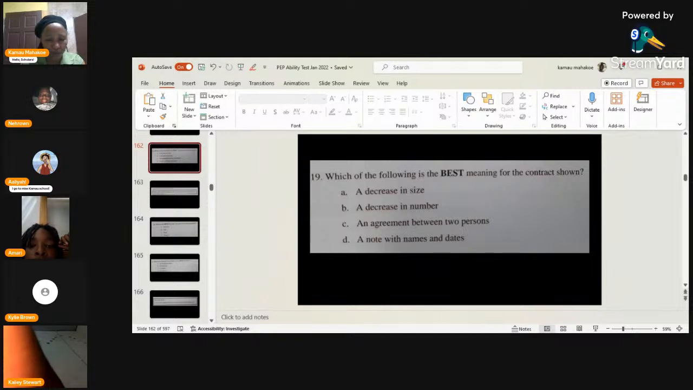Miss, I would say C, an agreement between two persons. Or why not a decrease in size? Doesn't contract mean to decrease in size?